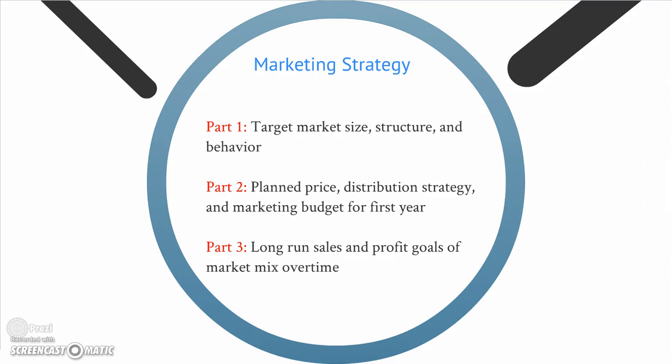One is you plan on your target market size, structure, and behavior. That means you are actually identifying your target market and analyzing your target market. In part 2, you will work on the price, distribution, and the marketing budget based on the target market. The last one will be: I need to know over time how my sales and my profit will be, and for this I need to create a product. So I will take care of all three parts when I am framing a market strategy.